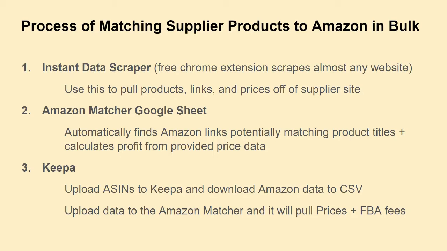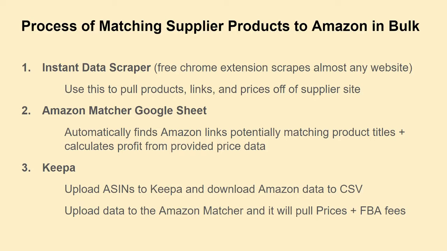Number two, the Amazon Matcher Google Sheet I created. This is going to automatically find the Amazon links matching your product titles. And if you provide the price data, it will also calculate the profit of those products using formulas. Alright, so that's my system, which I'll show you most likely in another video attached to this one.